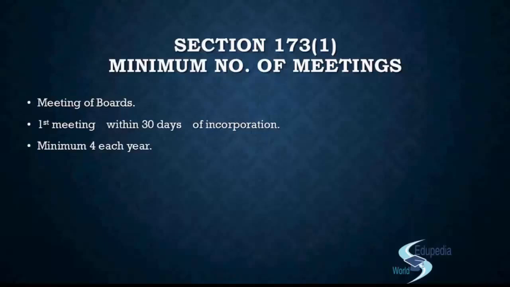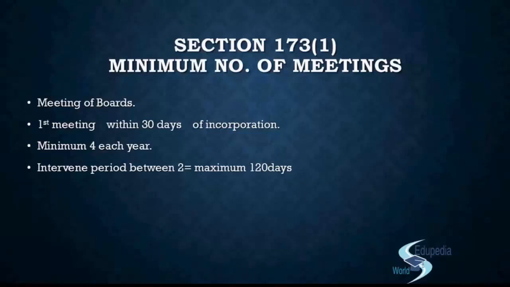There has to be a minimum of 4 board meetings each year. And when we talk about each year, we are talking about each calendar year. And calendar year starts from January and ends in December. So any company will have to hold at least 4 board meetings in each calendar year. Right? And then the other requirement is that the intervening period between 2 board meetings should not exceed 120 days.